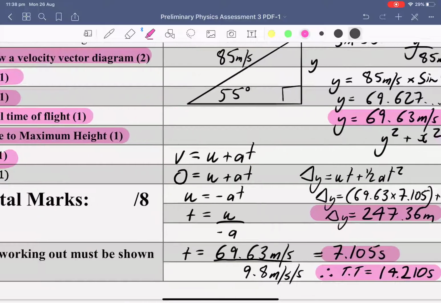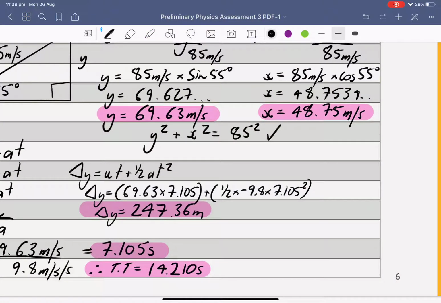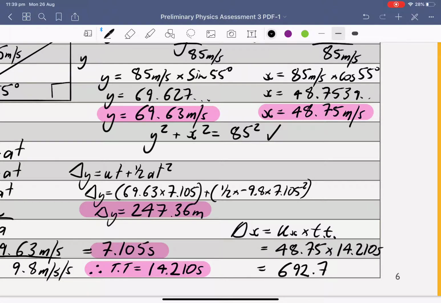That's awesome. Now up to the last one, which is the horizontal range, delta x, how far it goes horizontally. This is actually quite a simple equation. It is simply ux times t, horizontal velocity times time. And we should remember that it's not the time to max height, it's actually the total time. So that's going to be 48.75 multiplied by 14.210 seconds. Putting that in our calculator, we get a pretty big range, which is 692.74 meters.